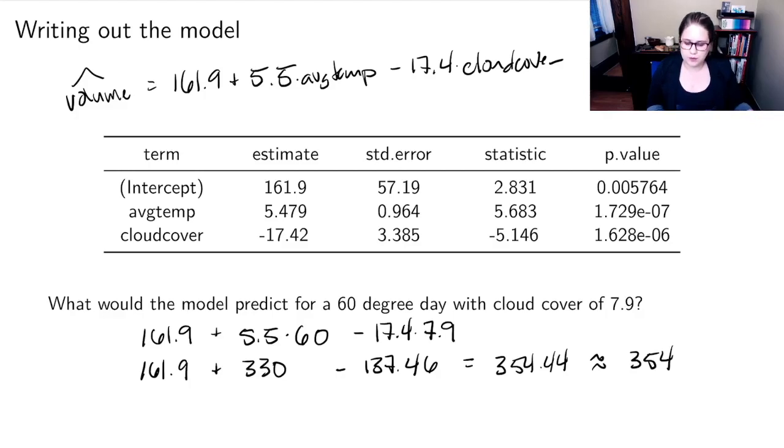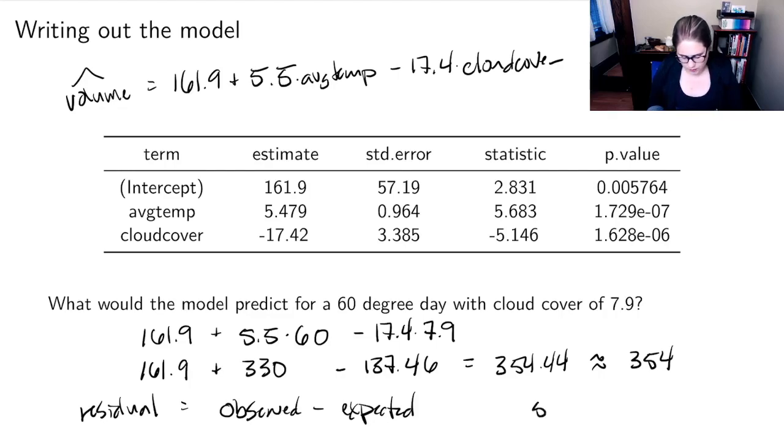I could also do a residual if I wanted to. And remember, the residual is the observed value minus the expected value. So I would have to have given you the actual number of people who were on the rail trail on a 60-degree day with cloud cover of 7.9. And it looks like I actually had a day like that where there were 514 people. So if I wanted to do the residual, 514 versus the predicted 354, or 160. So we under-predicted there. We have a positive residual.